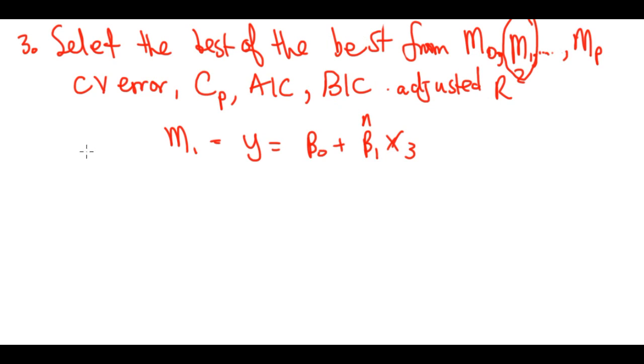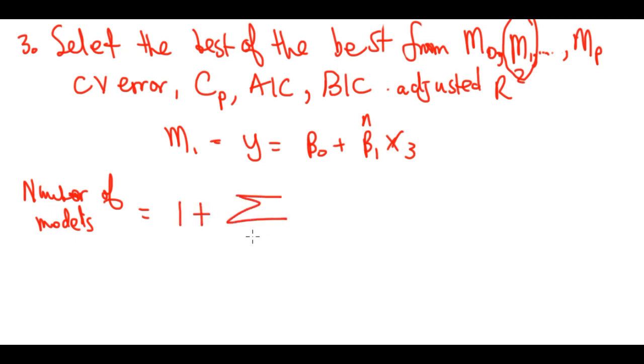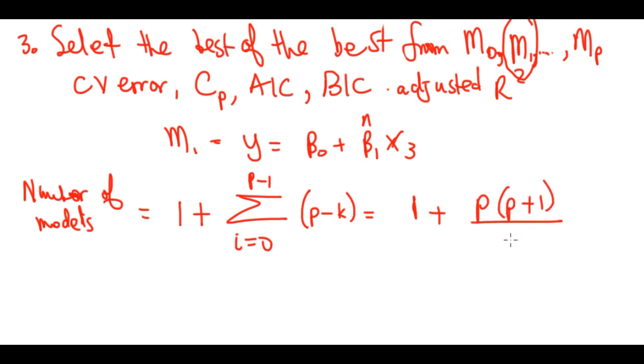And that saves us time and computation, because the number of models we'll consider will be equal to 1 plus the summation from i equal to 0 to p minus 1 of p minus k, which is just basically equal to 1 plus, if you have done an arithmetic series, you see that this is the summation. It's a simple arithmetic series, right? So that's how you calculate how many models you are going to do.